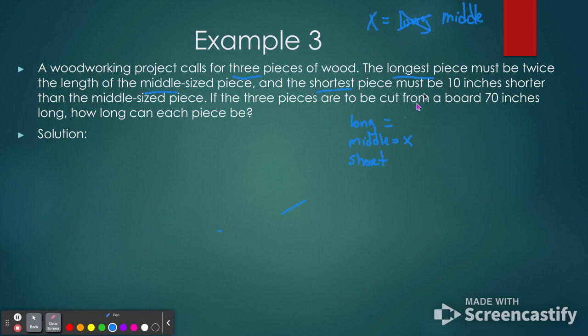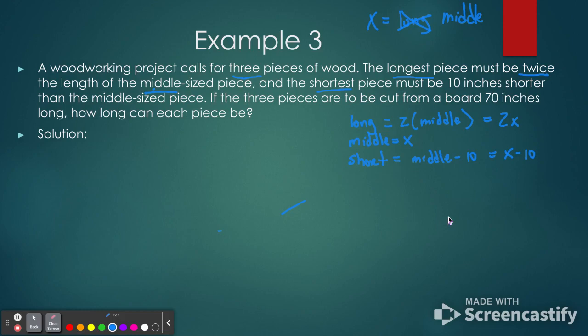So then what's the longest? Well, the longest is twice the length of the middle. So the longest is 2 times the middle, and that means that it's going to be 2x. The shortest must be 10 inches shorter than the middle. So the shortest one is the middle one minus 10. So that's equal to x minus 10. All right, and so now we're ready. We have our 3 expressions. So we have expression 1, expression 2, expression 3.